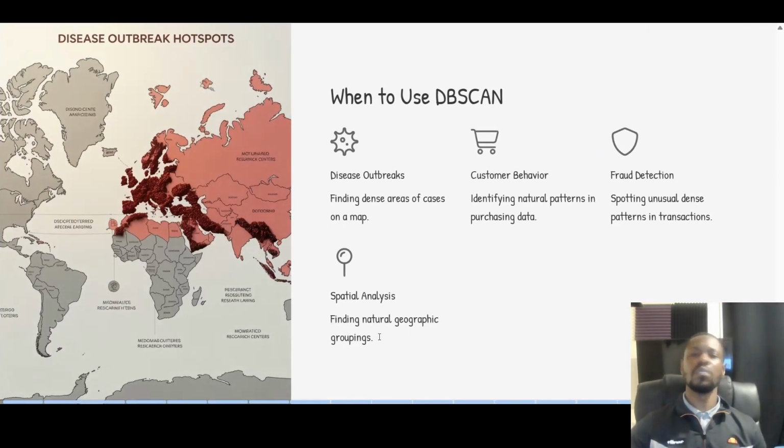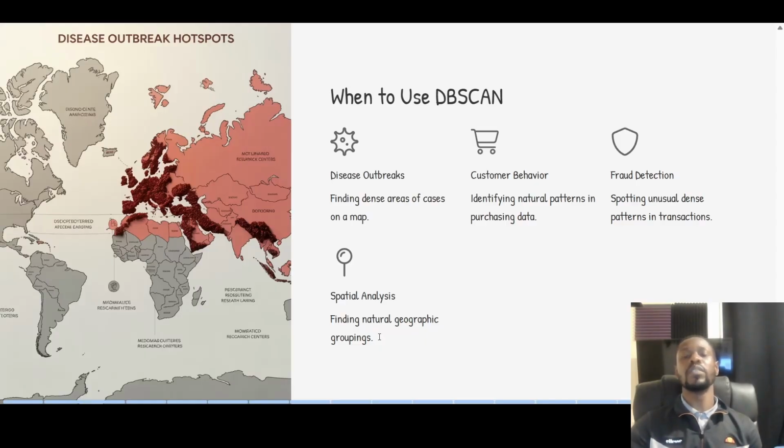So when is a use case when we would even use density-based scanning? Well, we would use it in, for example, disease outbreaks. We'll find dense areas of cases of outbreaks, for example, on a map. Or we would use it for customer behavior, to identify natural patterns in purchasing data. Fraud detection, spotting unusual dense patterns in transactions. Or spatial analysis, finding natural geographic groupings.